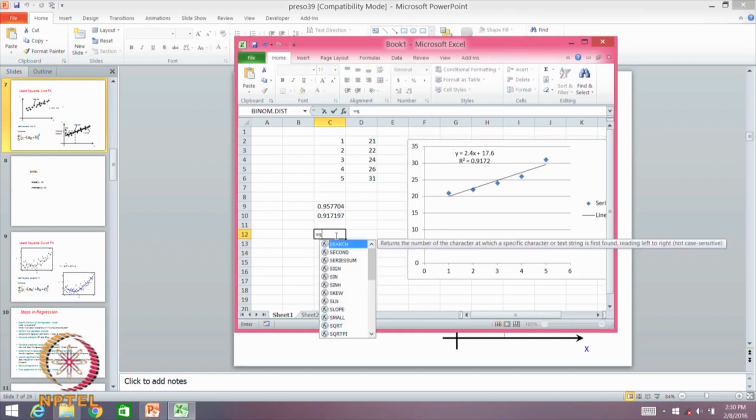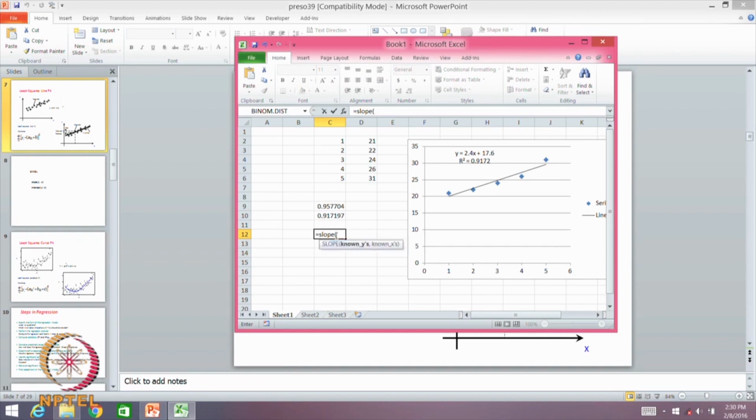So, the slope command works through the given data set. So, I have to give the y's first. Okay, that is the mistake I made. I have to give the y's first, I have to give the x's later. So, it gives you 2.4.